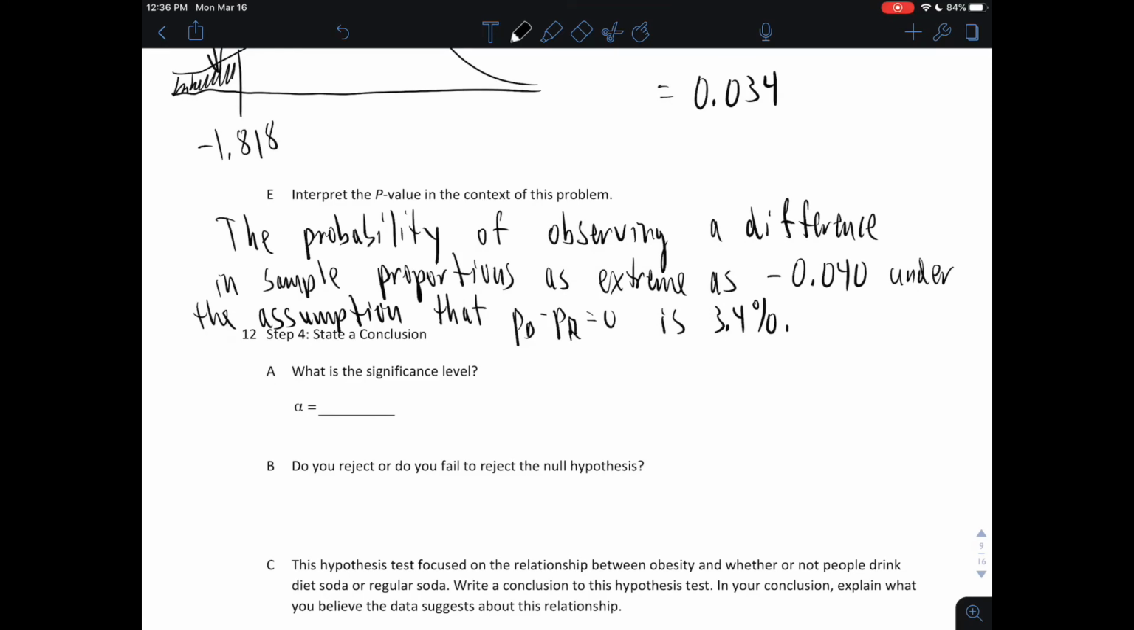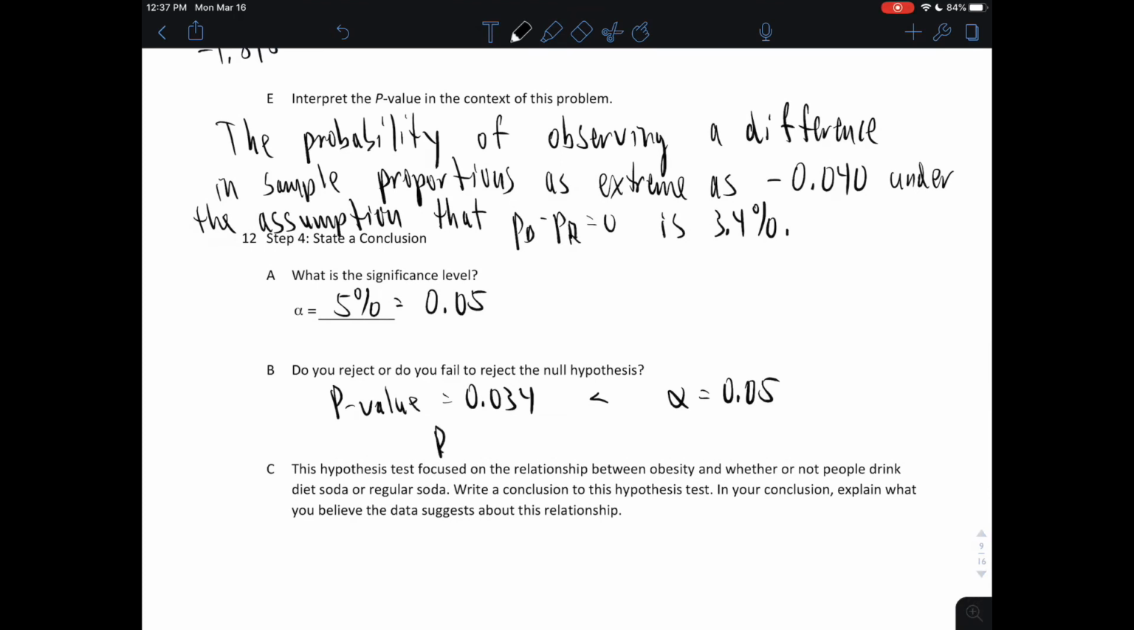So now number 12, state a conclusion. Part A says, what is the significance level? That's 5%, which is the same thing as 0.05. Part B, do you reject or fail to reject the null hypothesis? Again, our p-value is 0.034 and alpha is 0.05. We again have that the p-value is less than alpha, and so then this gives us a conclusion of reject the null hypothesis.